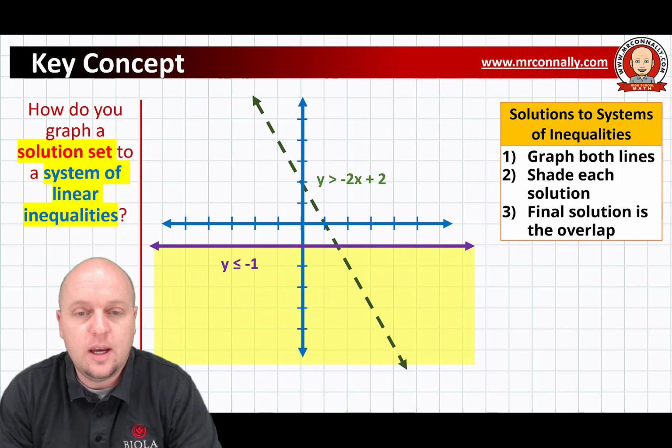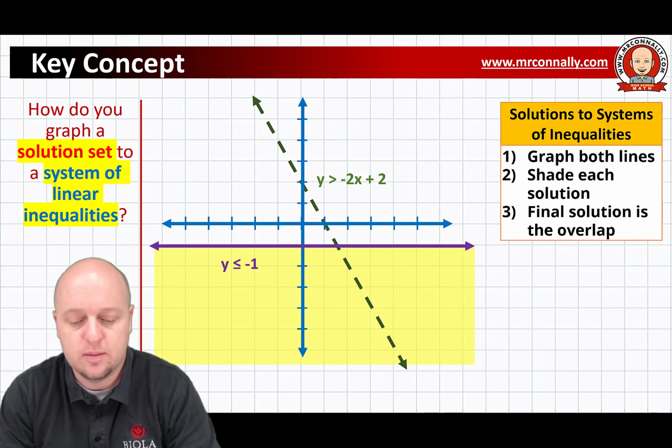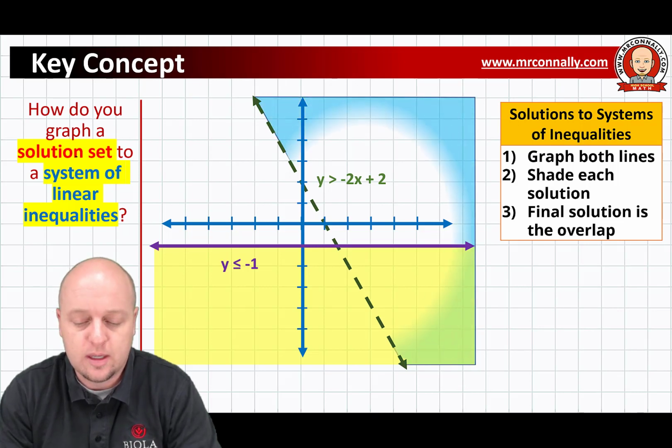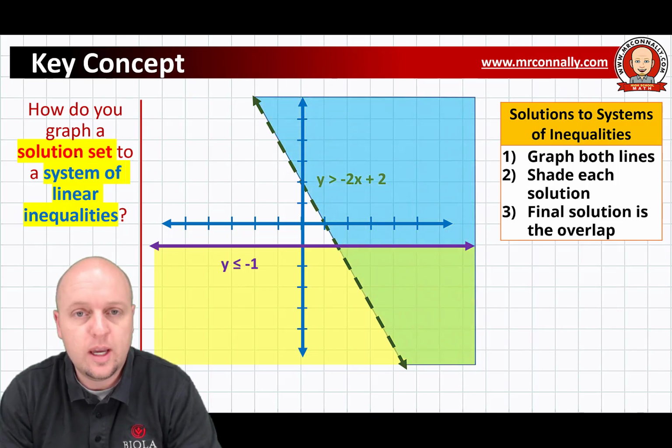Now we'll draw the next line. y is greater than -2x plus 2. Notice that since it's greater than, we have a dotted line to show that points on that line are not a possible solution. And now we just shade it in. It says greater than, so we're going to draw it above the line on top. Looks like this. Okay, now we've shaded it.